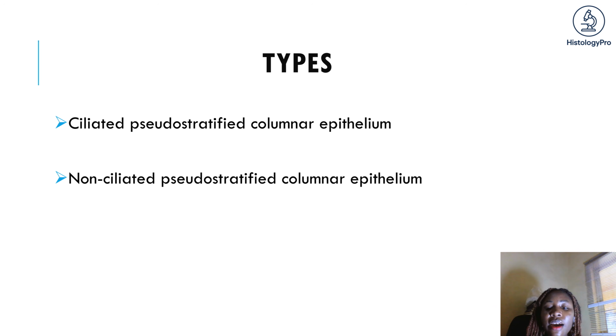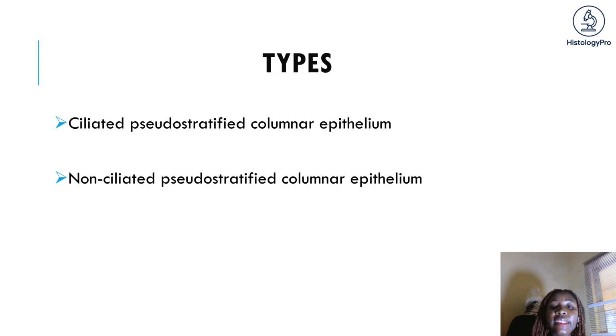Next, we'll be looking at the types of pseudostratified columnar epithelium. We have the ciliated pseudostratified columnar epithelium. Then we have the non-ciliated pseudostratified columnar epithelium. The ciliated type is found in the respiratory tract, and there's the presence of cilia. We'll look at the function of cilia in the next slides.